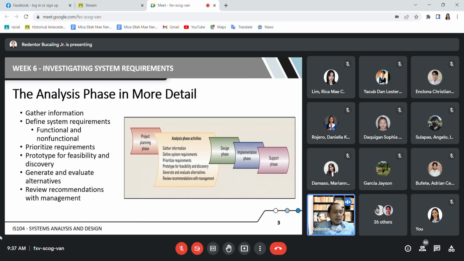On the prototype side, we're in as a part of your SDLC, as a part of what we call designing. So we often call it discovery prototype. So it's to better understand the user needs. So of course, discovery prototype is based on the user while we're designing, and of course, nagdi-design tayo.